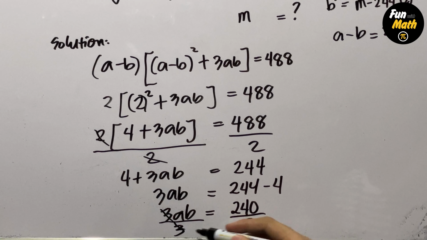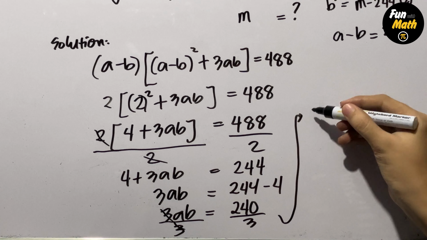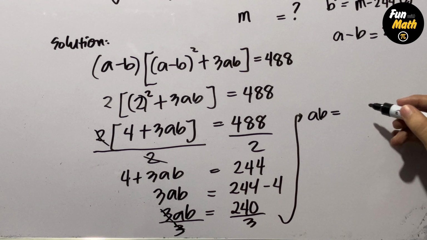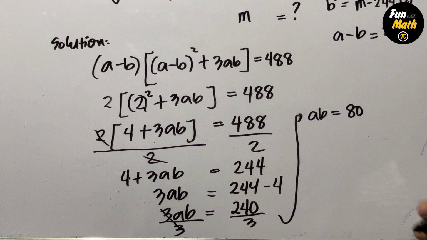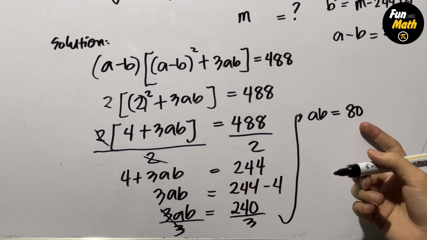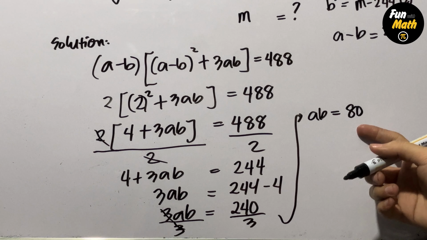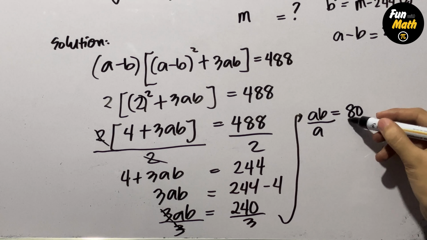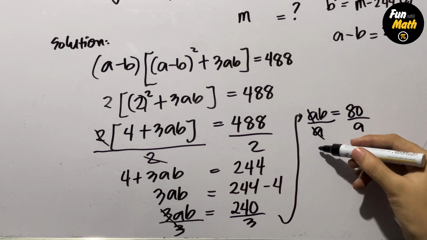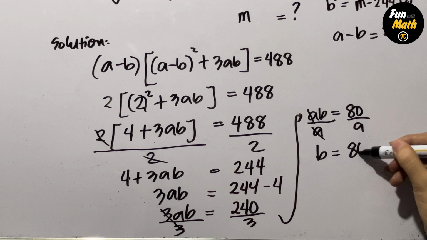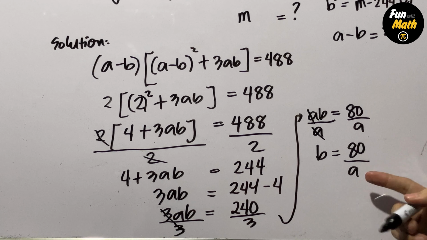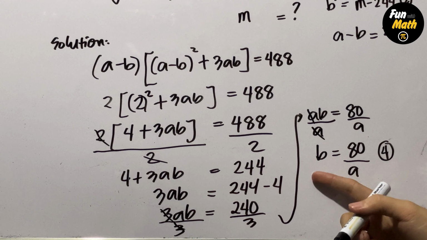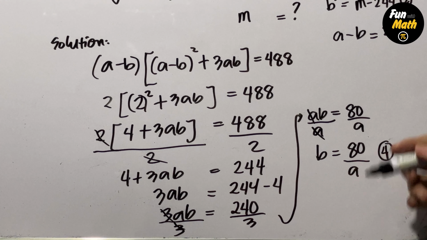So this is cancelled. So we have AB is equal to 240 divided by 3. That's equal to 80. So AB is equal to 80. Now we are going to make it into a value of B. So we need to divide both sides by A. So this is cancelled. And B is equal to 80 over A. And consider this as our fourth derived equation. B is equal to 80 over A.